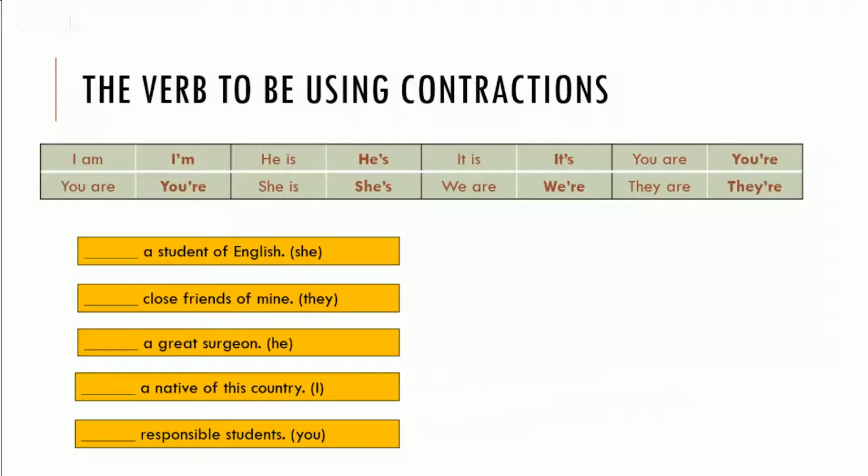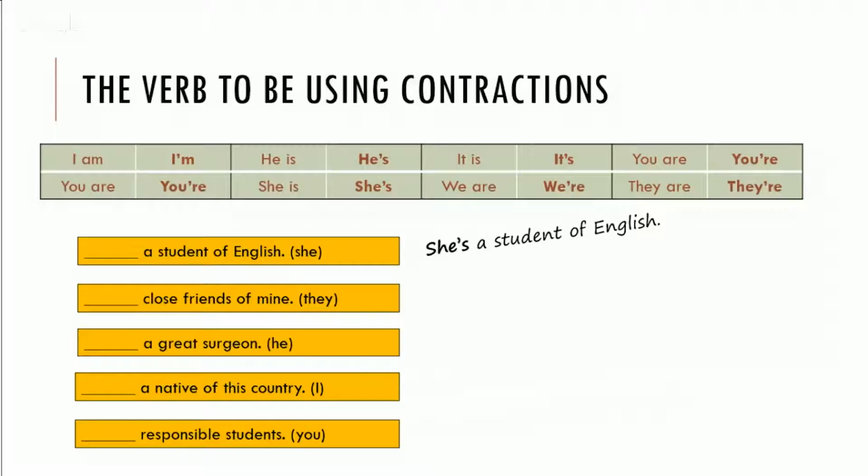Very good, Raphael. I see Raphael got it. So I'll show you the sentence while other people answer as well, and I'll give you the pronunciation. She's a student of English. Very good, Lucero. She's a student of English.